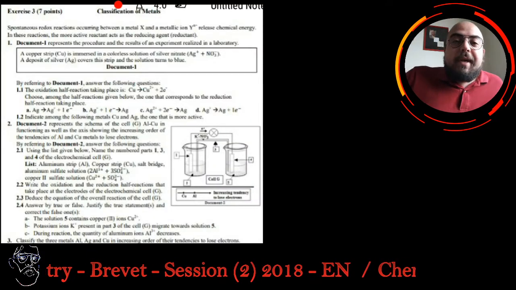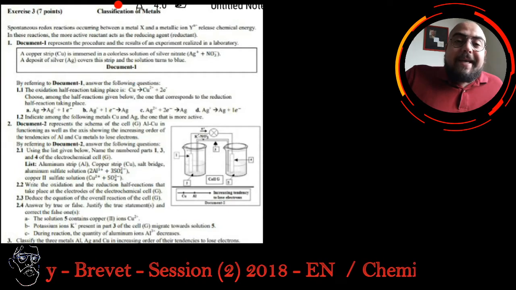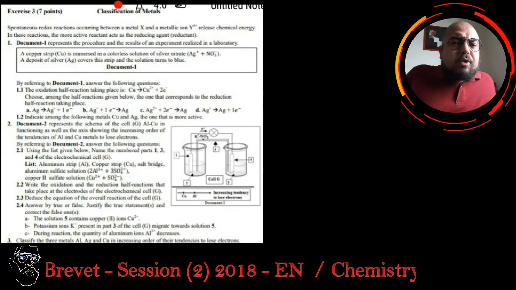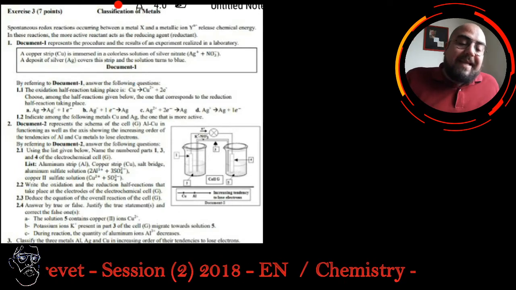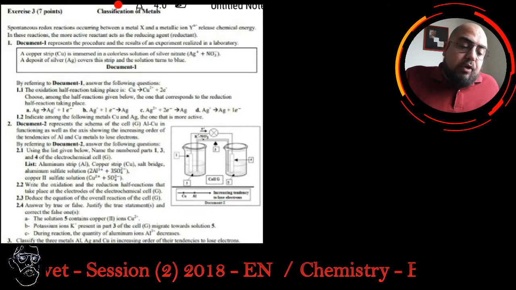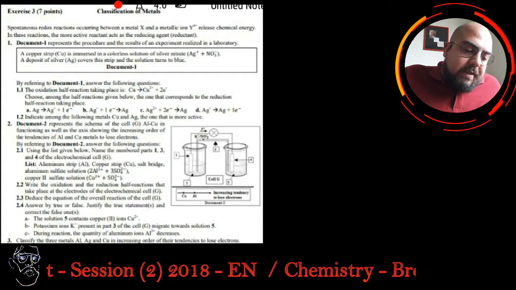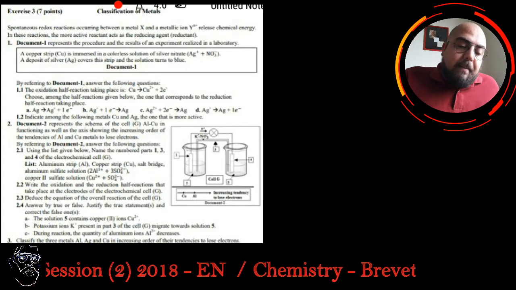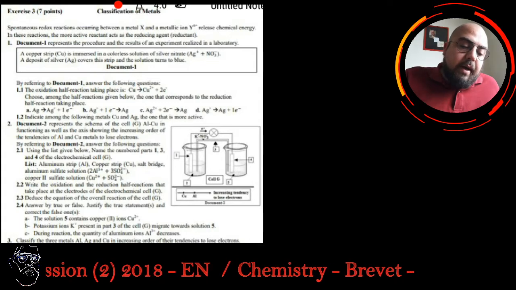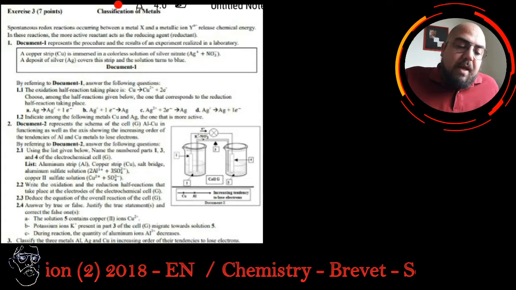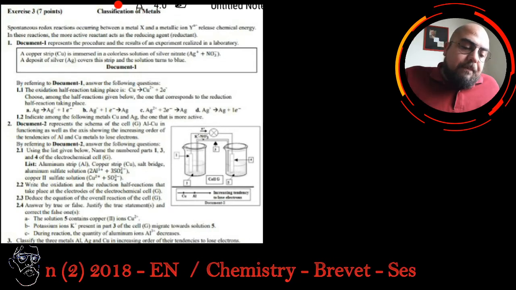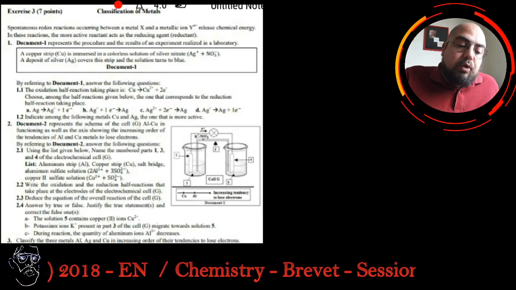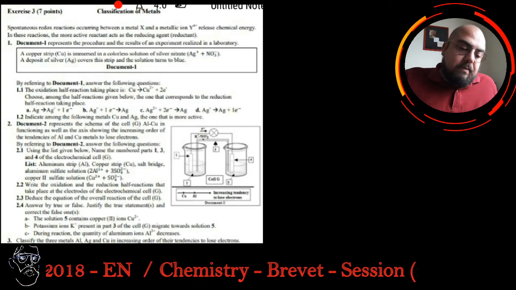I'm gonna solve today the third exercise of second session 2018 chemistry, which is related to electrochemistry. So let's start: classification of metals. Spontaneous redox reactions occurring between a metal X and a metallic ion Y2+ release chemical energy. In these reactions, the more active reactant acts as a reducing agent, a reductant.